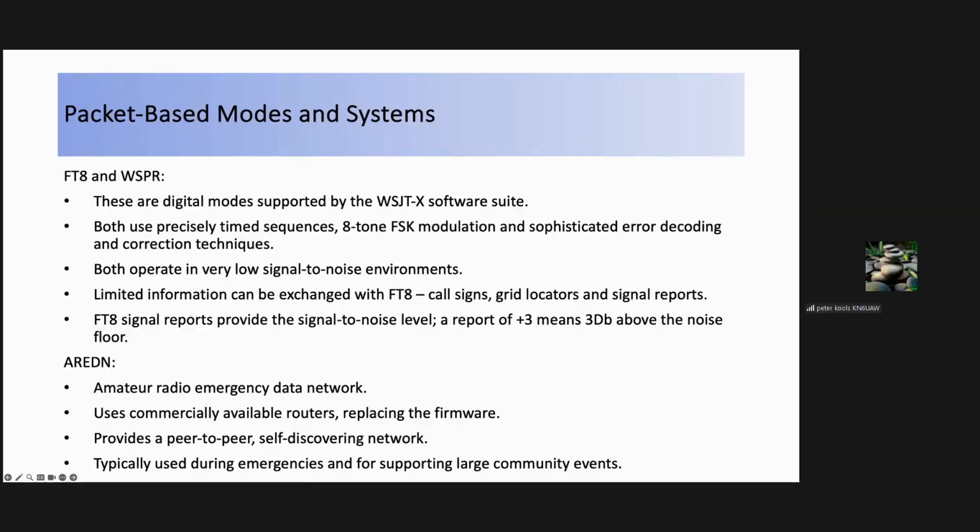AREDN is the Amateur Radio Emergency Data Network. This takes a commercially available internet router and swaps out the firmware and the software. It runs different software, and you can set up a peer-to-peer self-discovering network that can be used by radio operators. It's typically used during emergencies, for example, when the internet goes down, and it's sometimes used for supporting large community events as well.